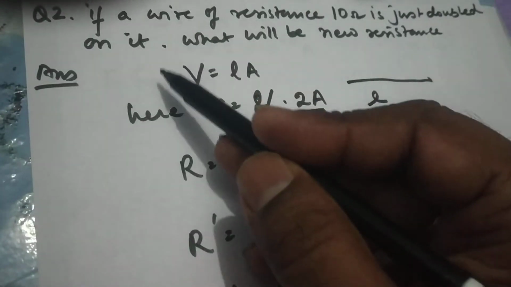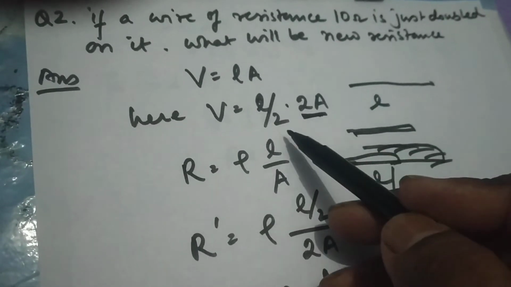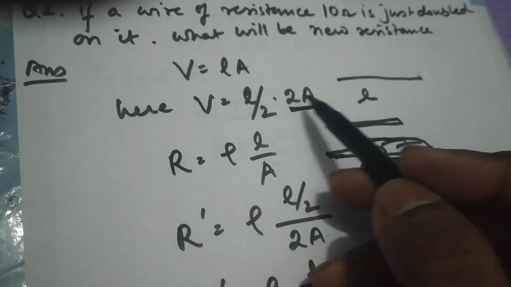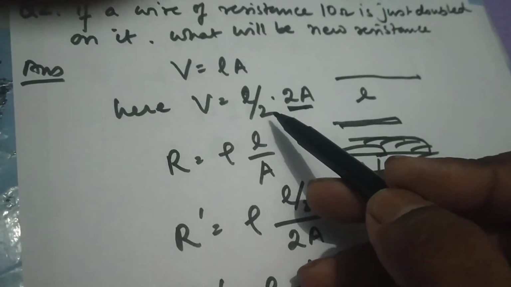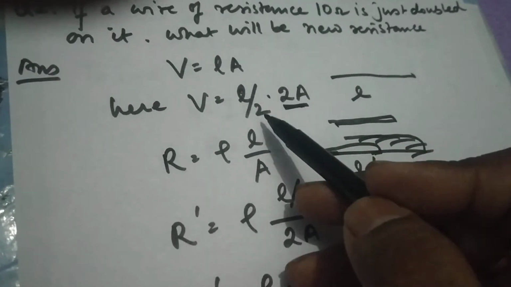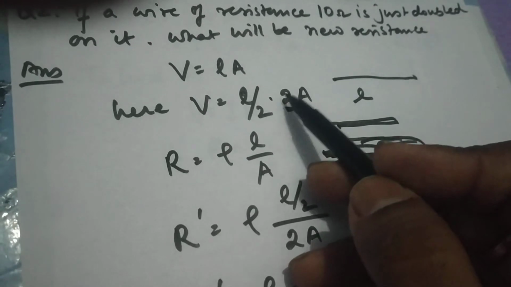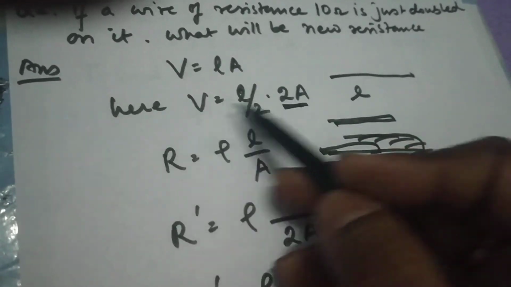I told you to keep the volume the same. If the length becomes half, the area becomes double. So this step should be followed by you. In this question, length is half. In the previous question, it was double. So length is half, area becomes double. If you cancel them, the volume becomes the same.